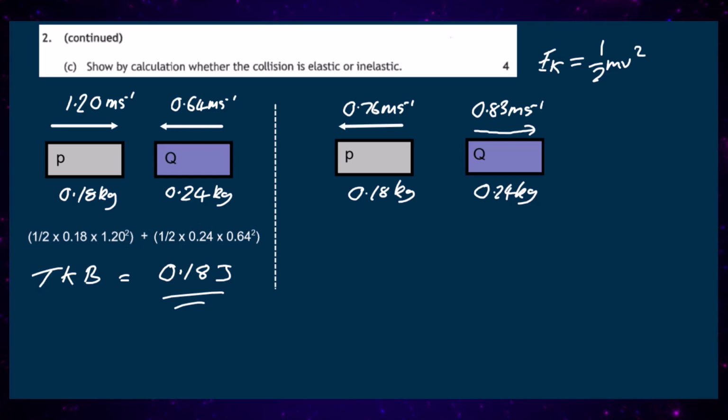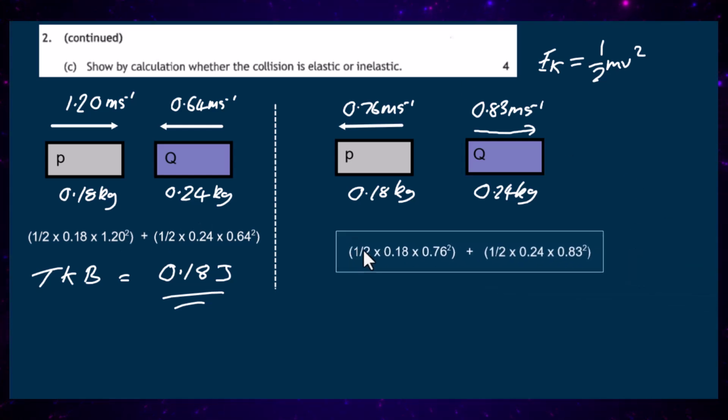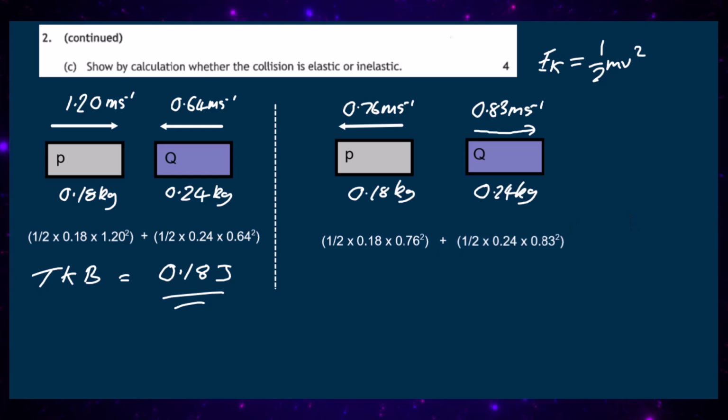Now we do the exact same for after the collision. We work out the kinetic energy, half times the mass times v squared, work out this one here, and work out this one here. And we can see, because it's a scalar quantity, we just need to add all the kinetic energies. And what we get here is the total kinetic energy afterwards. Total kinetic energy afterwards comes out to be 0.13 joules.